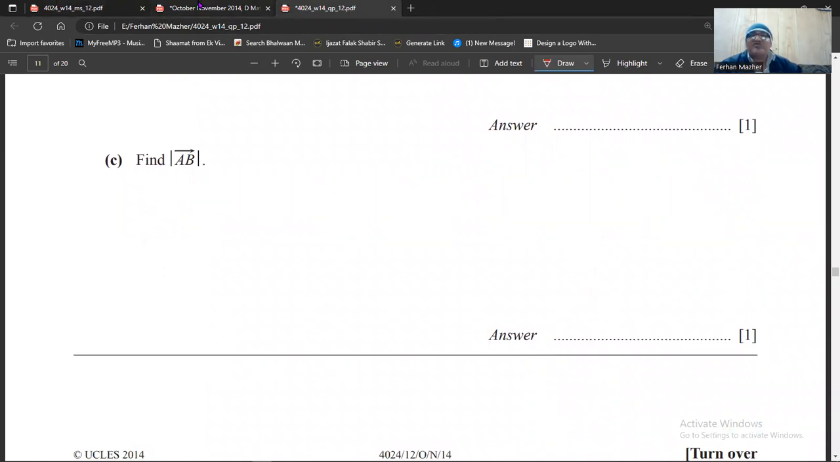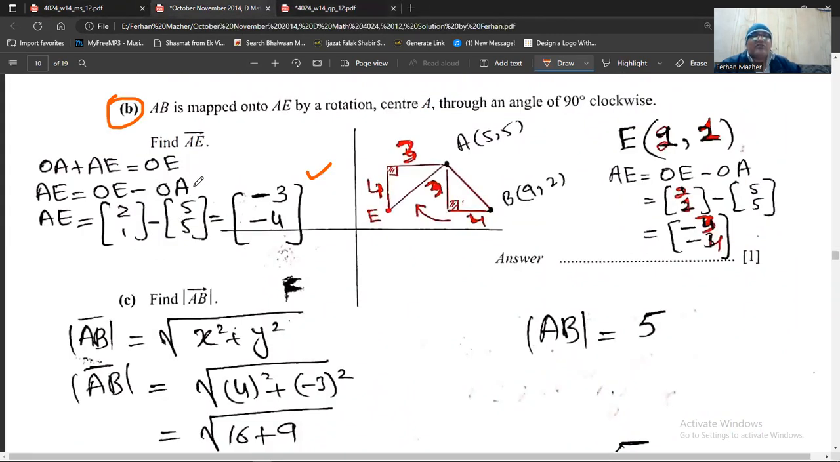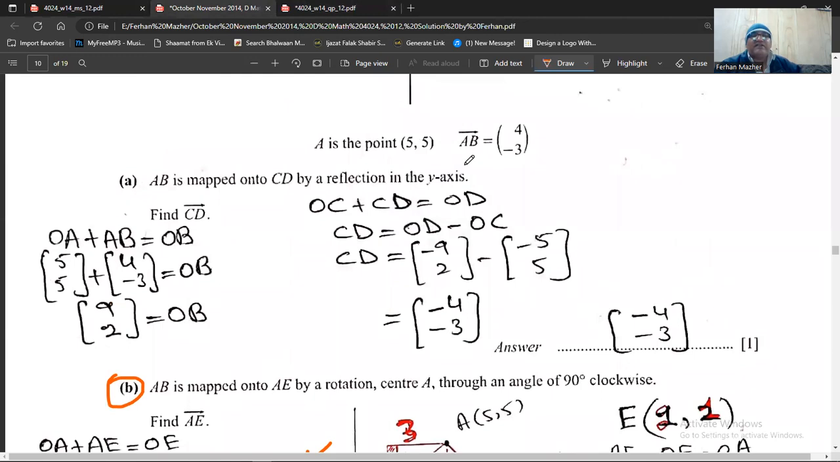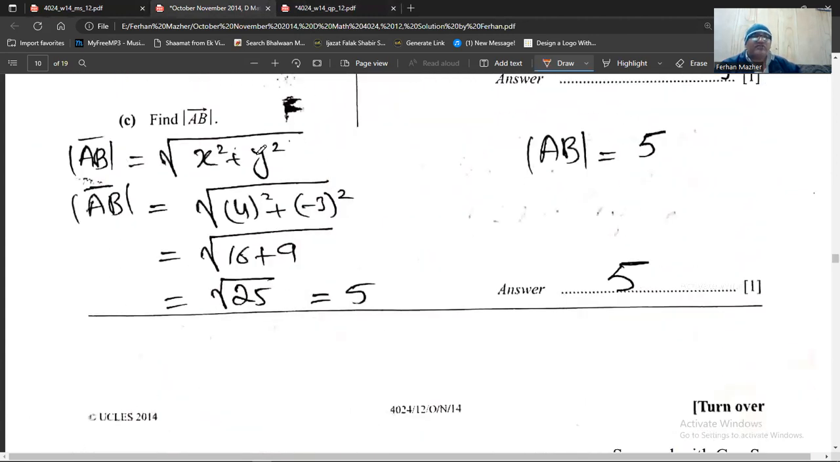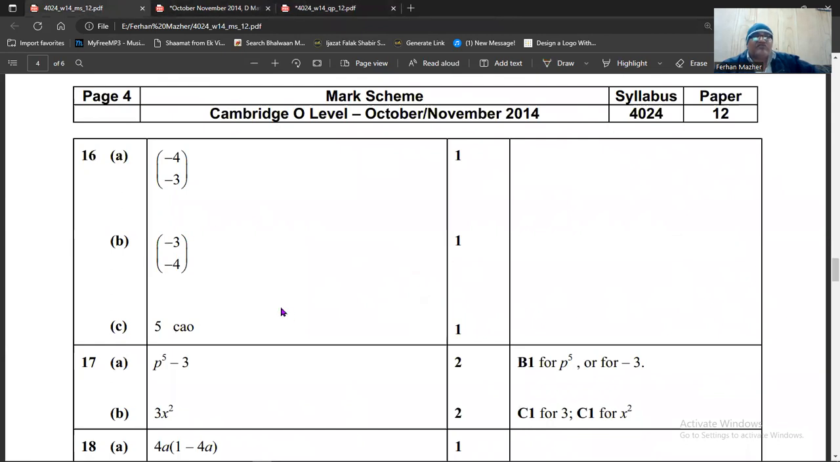Find the magnitude of the AB. I know already AB is given. This is the AB given. So they want me to find out its magnitude. The formula for the magnitude is square root of the x square plus y square. So that's 4 square plus minus 3 whole square. That's 16 plus 9 square root. That's 25 square root. And the answer will be 5. So the length of the AB or the magnitude is 5.